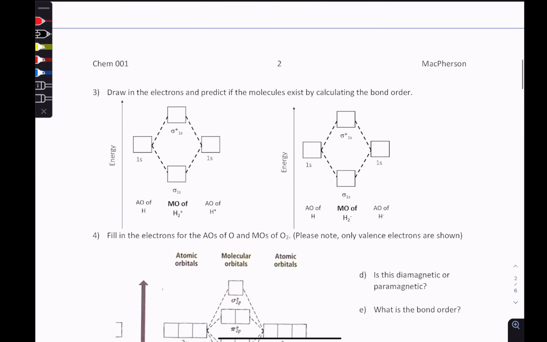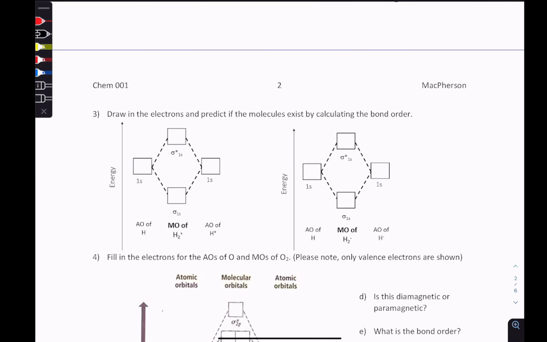Let's see. Okay, the thing that you need to know is for these simpler homonuclear diatomic molecules, for really simple stuff, I think it's really just hydrogen, helium, lithium, and beryllium, it's going to be this same structure. You're going to have antibonding, you're going to have bonding.